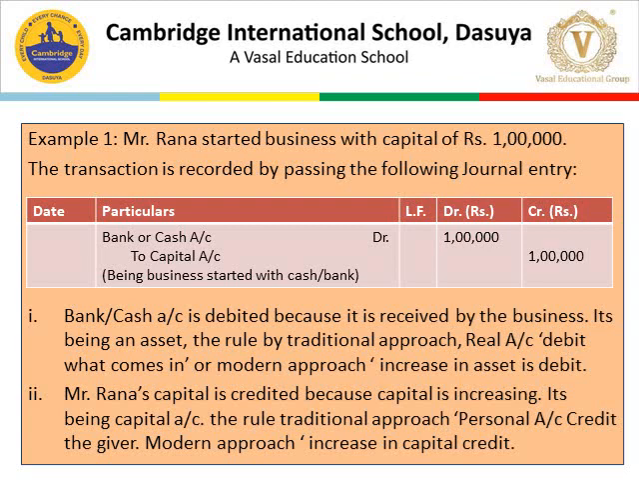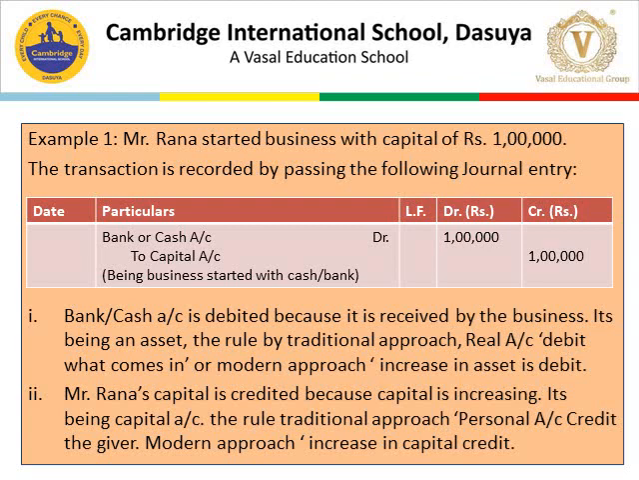So here is the first example. Mr. Rana started business with capital of rupees 1 lakh. The transaction is recorded by passing the following journal entry. Now, Mr. Rana started business with capital. First, we have to see the accounts involved. Here, the capital and cash are involved. So, while passing journal entries, we first have to draw 5 columns, that is date column, particulars column, ledger folio, debit amount, and credit amount.